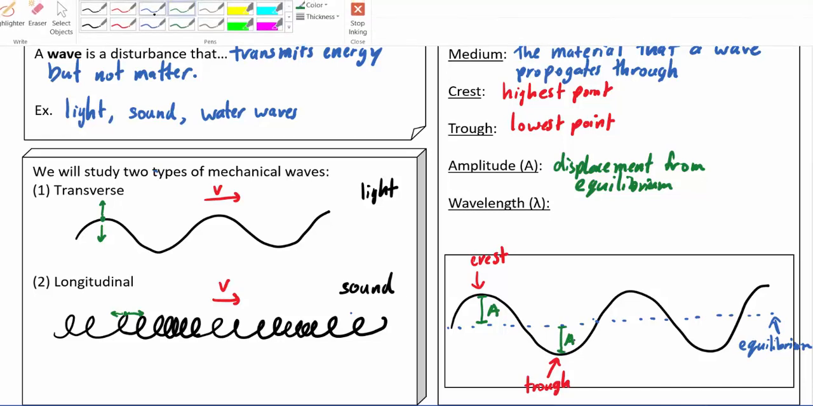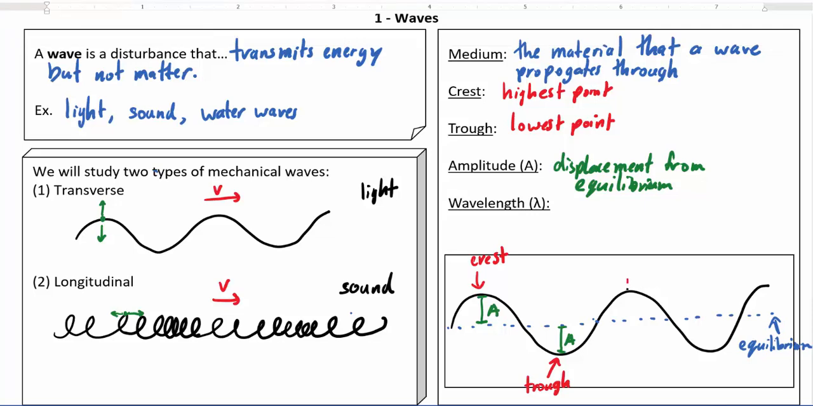The last thing we're going to look at here is wavelength. So the wavelength of a wave is the distance traveled by one complete cycle of the wave. And it gets the symbol lambda, which is a Greek letter. It looks like an upside down Y. So this is the distance traveled by one complete cycle.